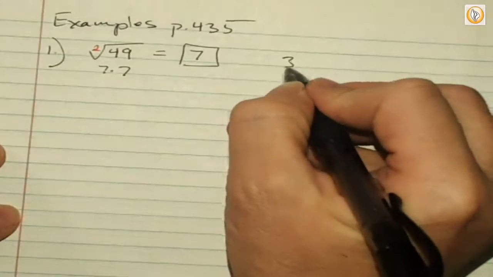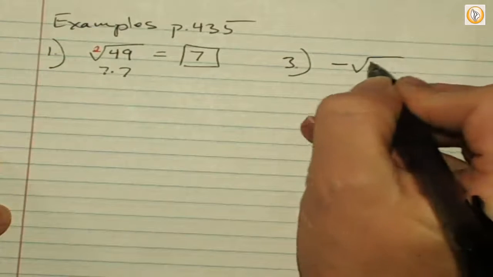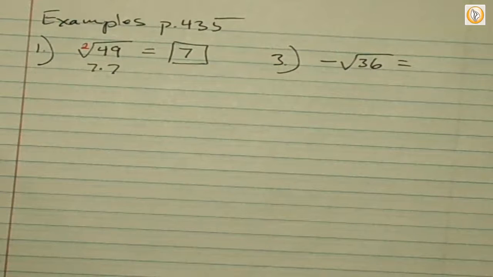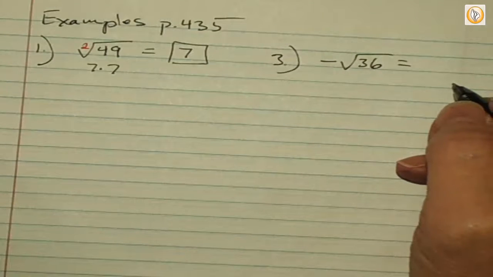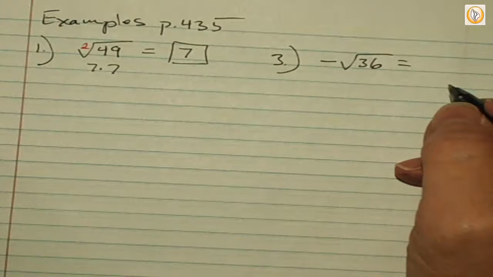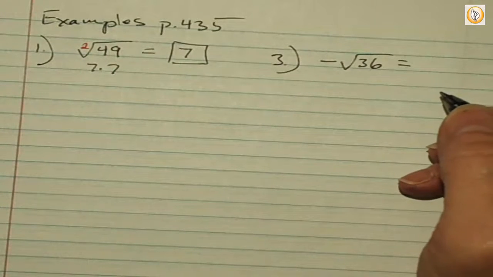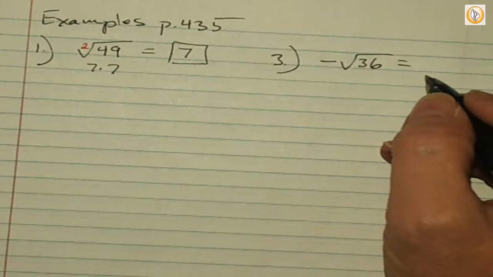All right. Look at number 3. Negative square root of 36. Sophia. What? Okay, I can't understand you when you whisper. Be confident. Give me your answer.